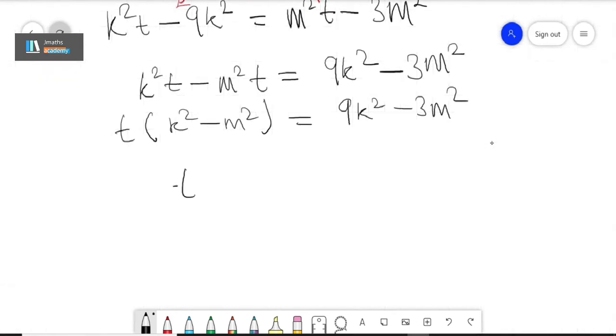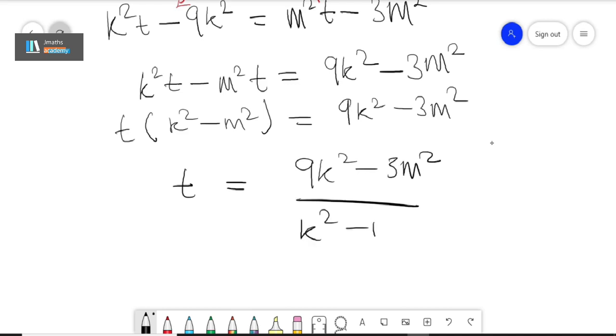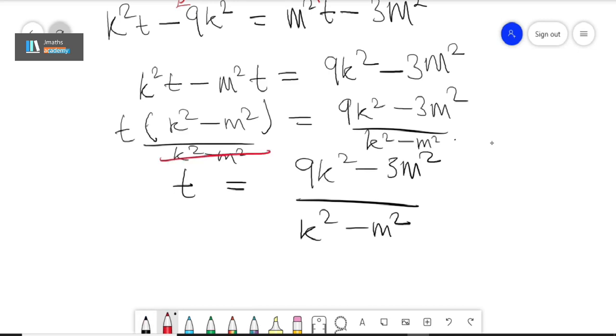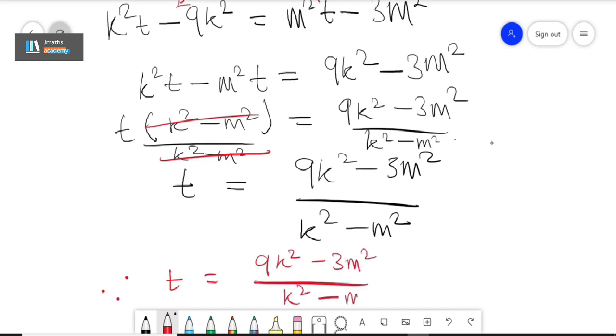Now to find t, we divide both sides by k square minus m square. So we know that this side will cancel out since they are common. Thus, we have our t to be equal to 9k square minus 3m square over k square minus m square.